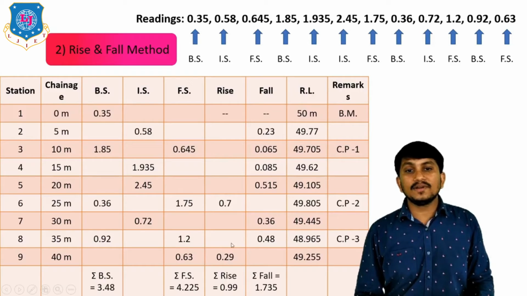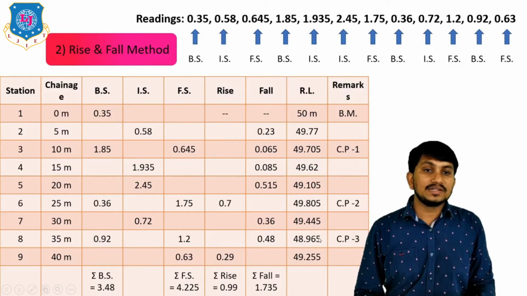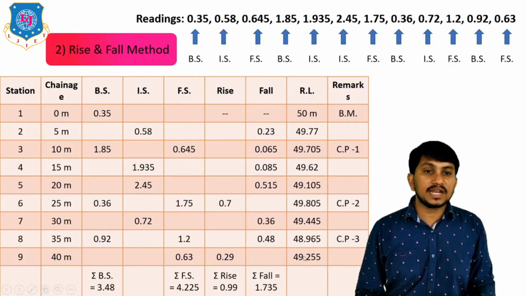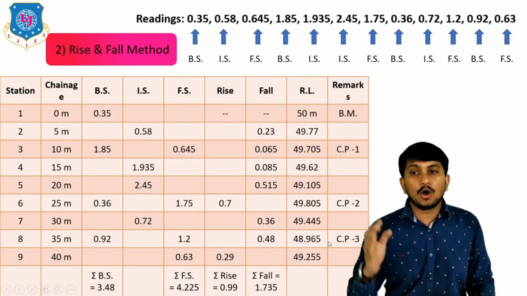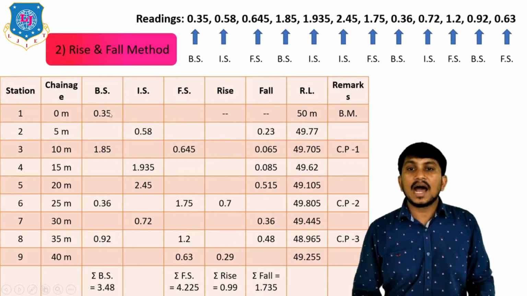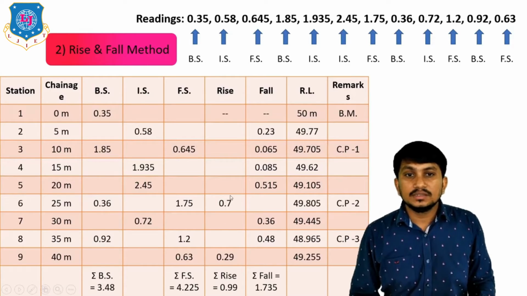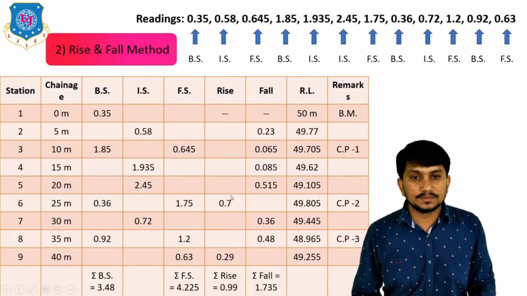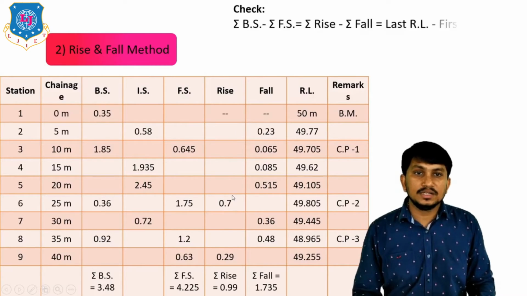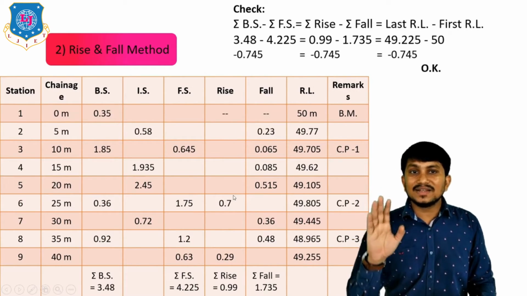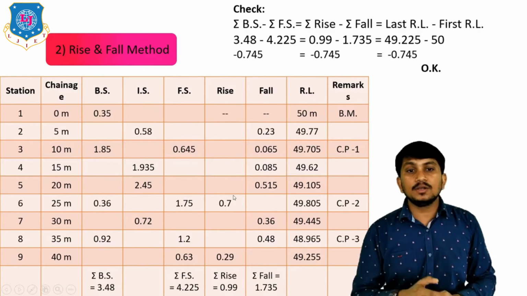48.965 plus 0.29 because of the rise, there is a plus sign. 48.965 plus 0.29 gives 49.255. This is how we can calculate the RL of all points easily. After calculating the RL, we have to check the RL of all points. In the rise and fall method, the check is like this: sigma BS minus sigma FS should be equal to sigma rise minus sigma fall, which should be equal to last RL minus first RL.